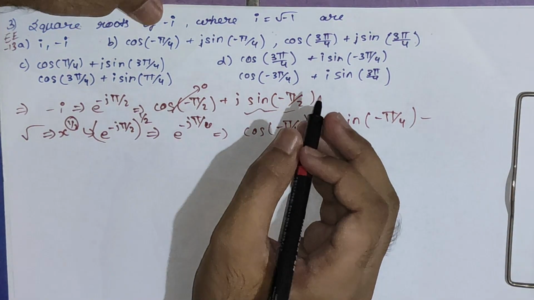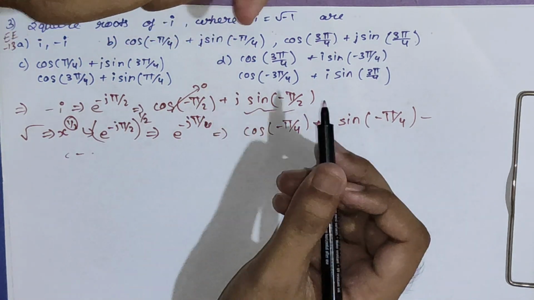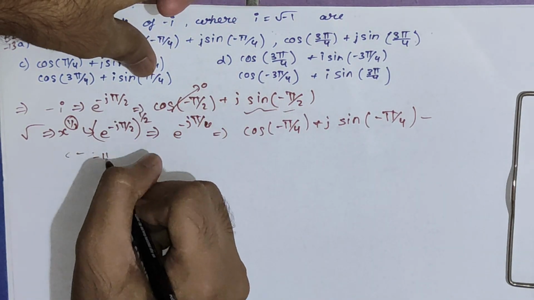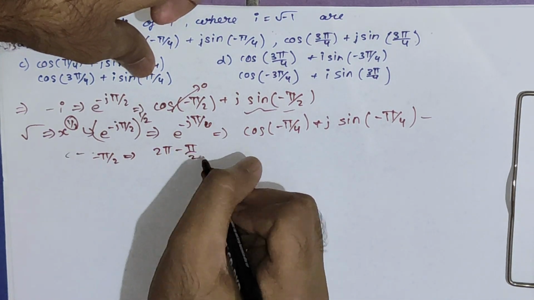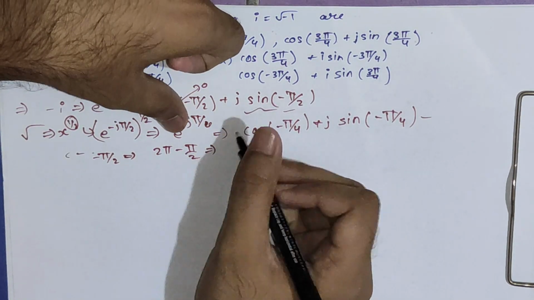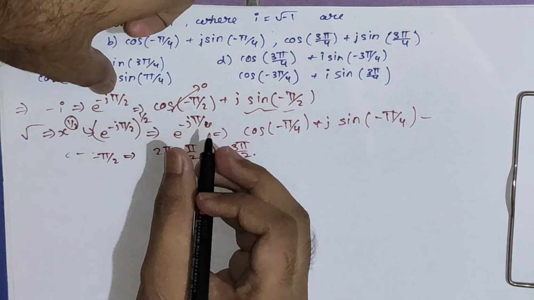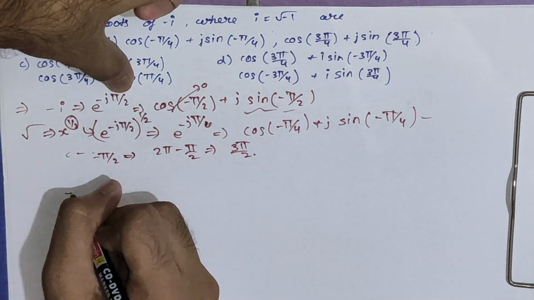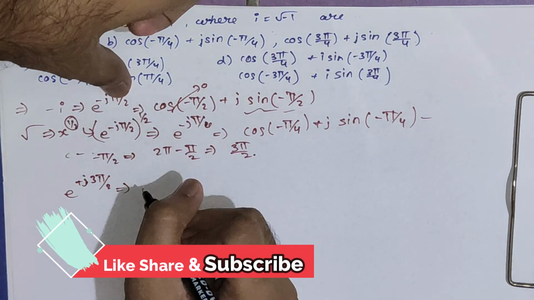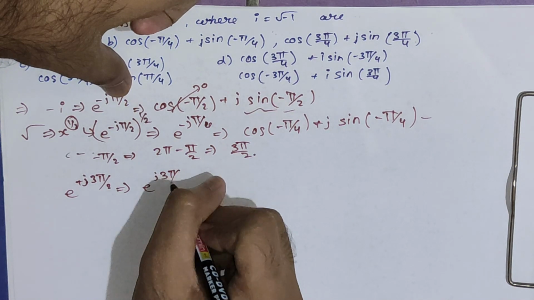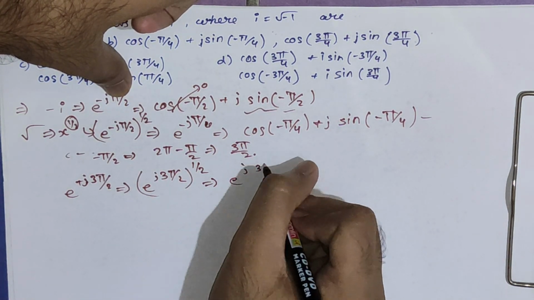For the other root, we know cos theta and sin theta are periodic signals with the period of 2 pi. So this minus pi by 2 can be written as 2 pi minus pi by 2. Just I have added 2 pi here. So you can get 4 pi minus pi, so 3 pi by 2. So you can replace this e raised to minus j pi by 2 as e raised to plus j 3 pi by 2. So if you take the square root of this term, you will get e raised to j 3 pi by 2 raised to 1 by 2. So you will get e raised to j 3 pi by 4.